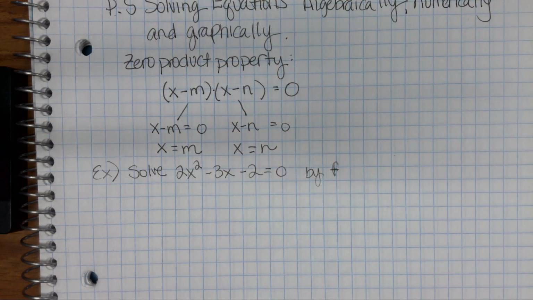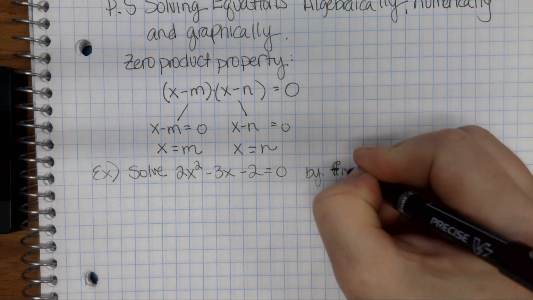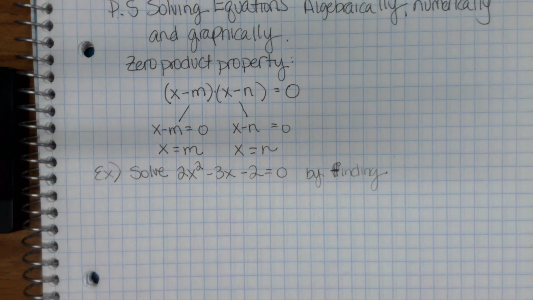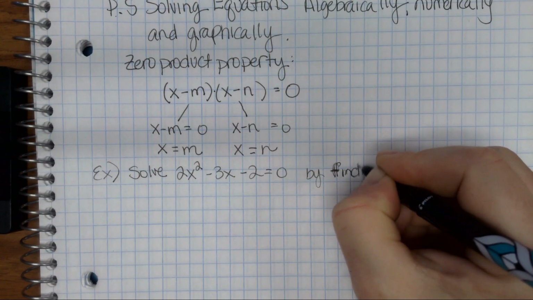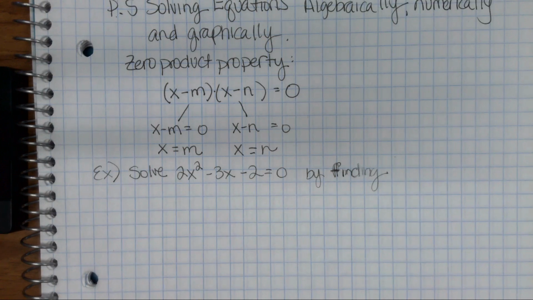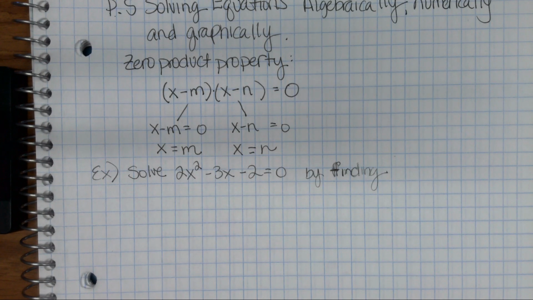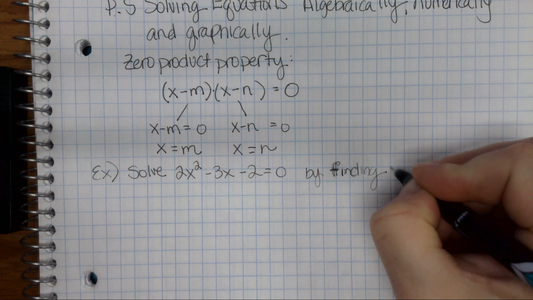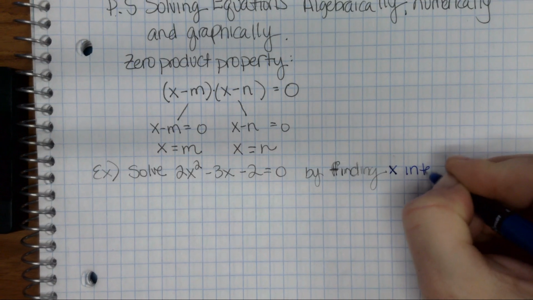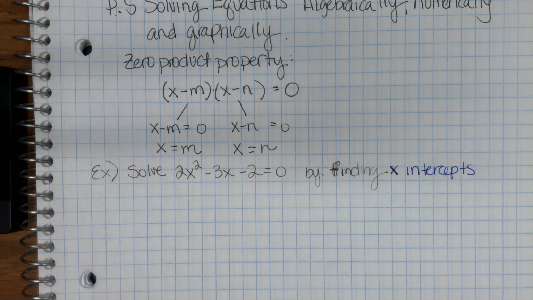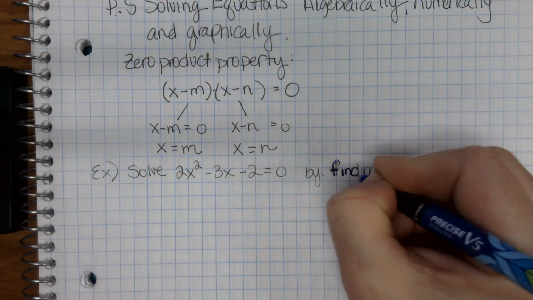Oh, this makes me mad. New pen. Where's my other good black pen? Okay, I'm going to change colors. All right, by finding x-intercepts. Sorry about that. That is a nice pen. That's a nice color. But now I had to change the color right in the middle of an example. All right.